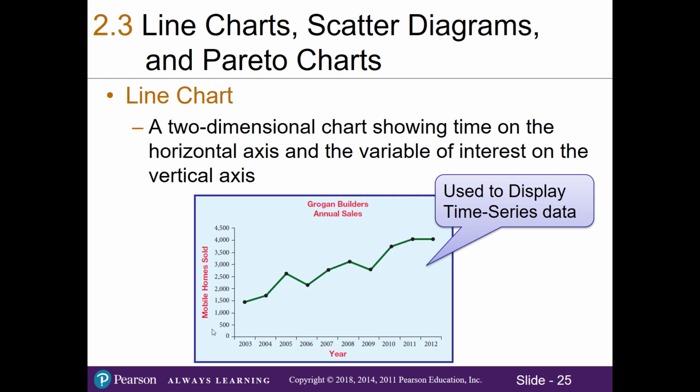Recall in Chapter 1 that time series data is a set of successive data points over time that's been collected. Such data is helpful to see trends over time. So as you can see here in this chart, the trend is moving upward, meaning that as the years progress, more and more mobile homes are being sold.